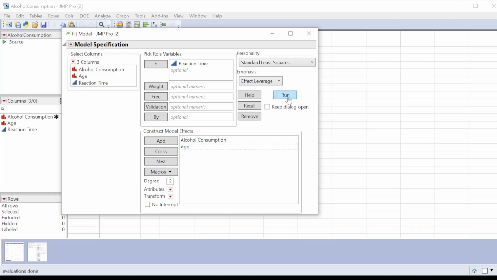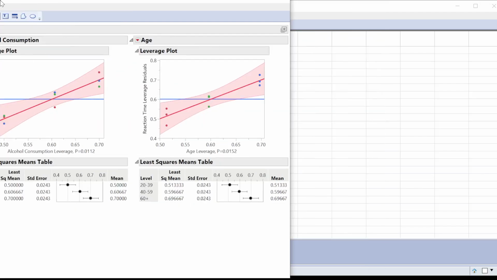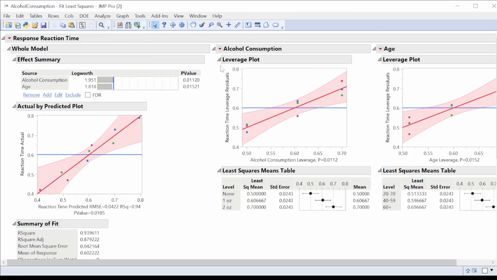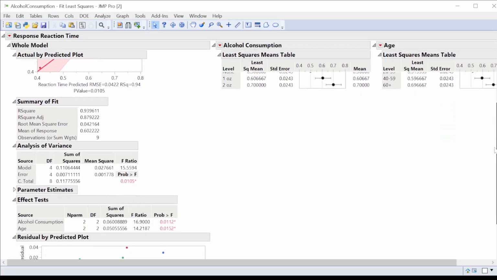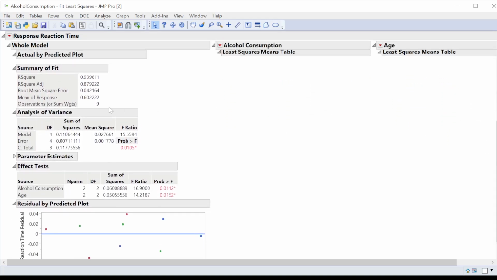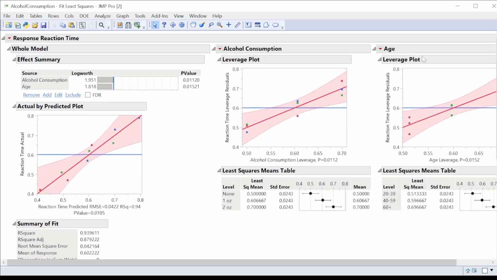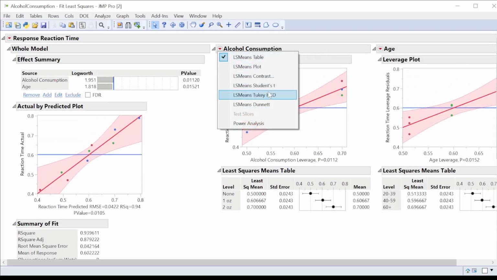So let's go ahead and hit Run here. And then this is my standard output that we have seen. It has much of the same stuff as Handout 6. So I have this analysis of variance table. We're going to talk about that here. I have my Tukey HSD stuff here. I have my Dunnett stuff. All of that is going to be the same.